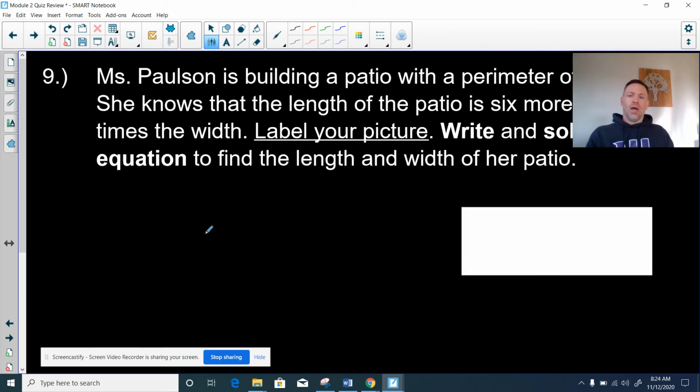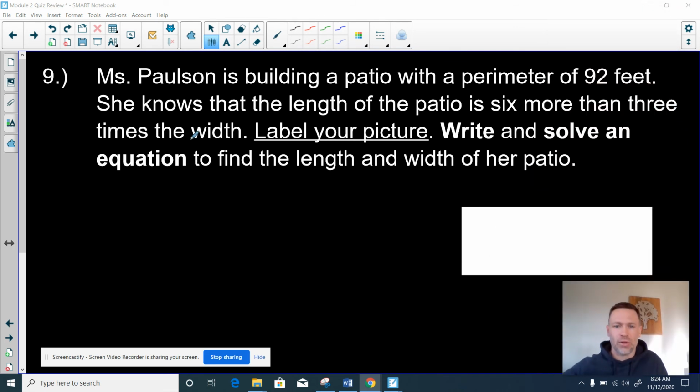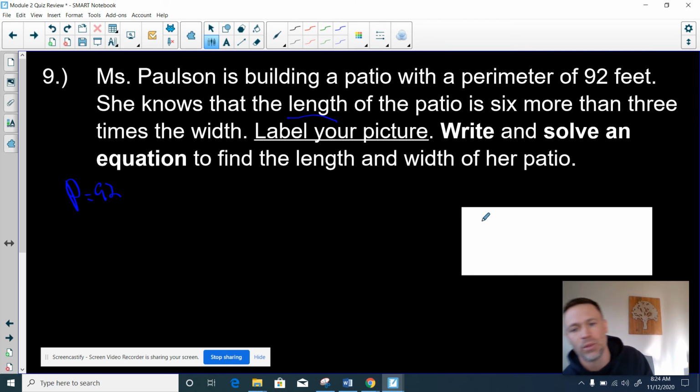All right, last example here, and then we'll be done. And it's everyone's favorite perimeter problem. So let's get after it. Miss Paulson is building a patio with a perimeter of 92 feet. So I'm just going to put right away, P is equal to 92. Perimeter all the way around is 92. She knows that the length of the patio is 6 more than 3 times the width. Label a picture, write and solve an equation to find the length and width of the patio. So here we go.